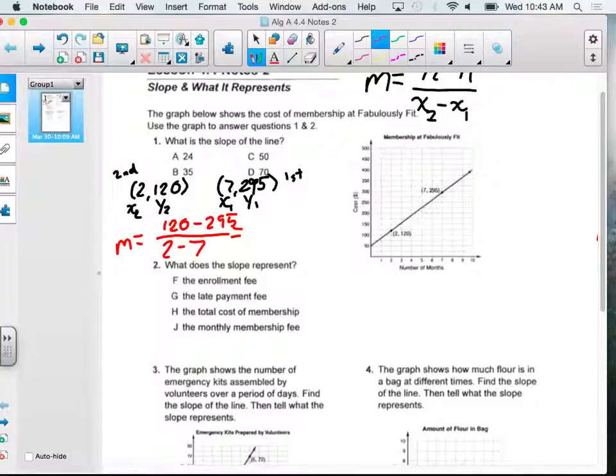So we have 120 minus 295 upstairs. So what is that? Negative 175. And then 2 minus 7 is negative 5. And we can simplify this to what? 35. Okay. So that is what for this problem? The slope, and of A, B, C, or D, which one's that? D. So our answer for that one would be D.